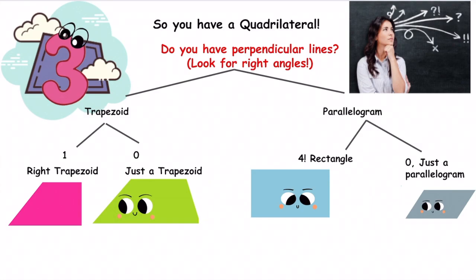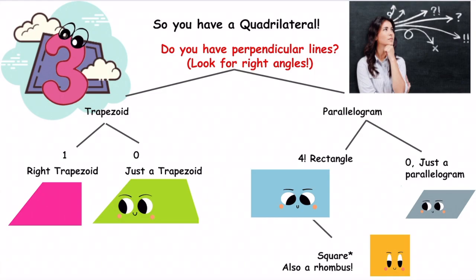Now, there is a very, very special rectangle. We've seen them before, our square. Our square also has 4 right angles. But remember, a square, not only is it in the rectangle family because it has 4 right angles, but it's also a rhombus because it has all 4 equal sides.